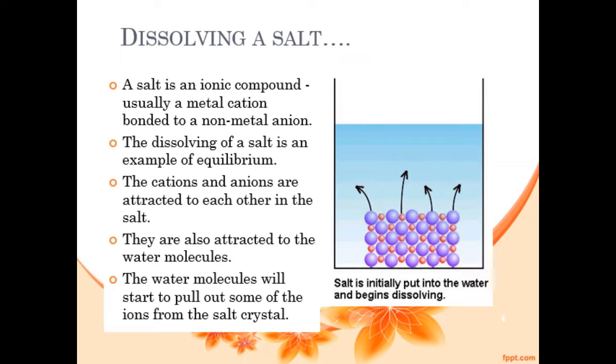So what is the mechanism of dissolving a salt? By now you should know what a salt is. Okay, a salt is an ionic compound that is comprised of a metal cation bonded to a non-metal anion. For example, we have sodium chloride, NaCl. Okay, so this is Na plus with Cl minus. So this is a metal cation. Okay, this is a non-metal anion.